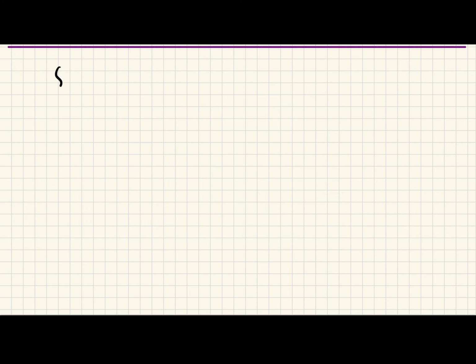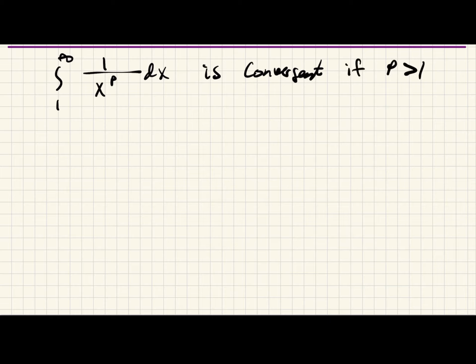The integral from 1 to infinity of 1 over x to the p dx is convergent if p is bigger than 1 and divergent if p is less than or equal to 1.